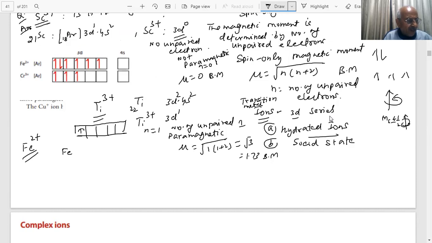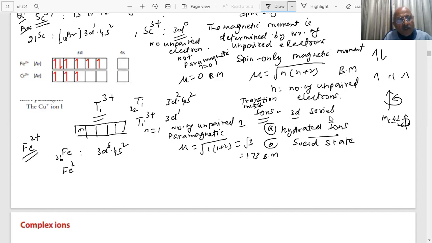Now we have to learn it. I told you that the first series should be learned, students. Such questions will be there. Iron is 26. Then what is the electron configuration, the valence shell outer electron configuration? 3d6 4s2. Yes, sir. This is 3d6 and this is 4s2.